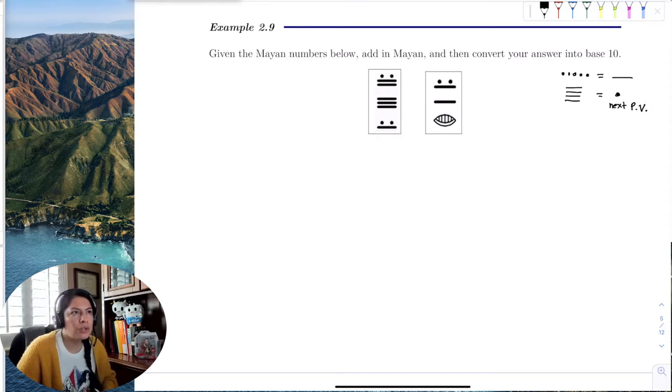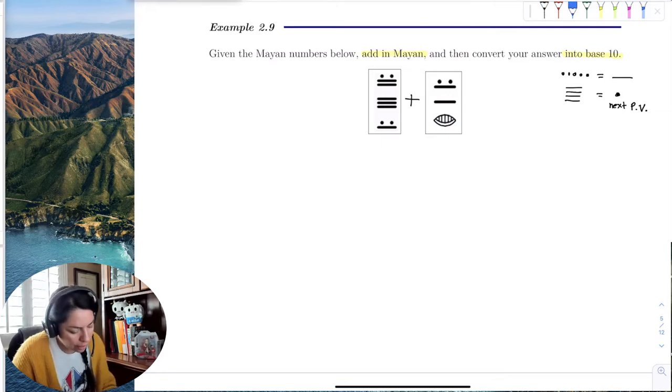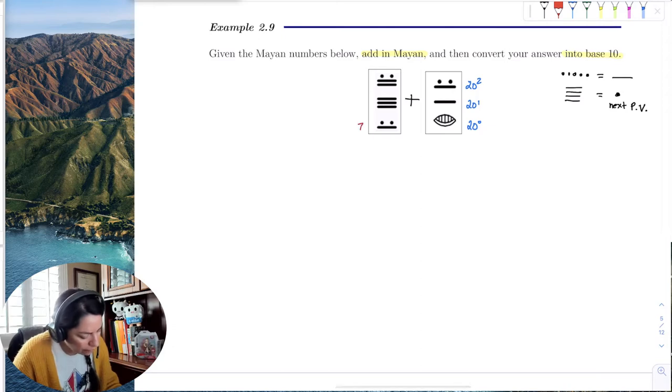So the first thing we want to do is add in Mayan. There are two things we need to do here. We need to add in Mayan first and then convert that answer into base 10. So we're going to add here, and don't forget we have the place values. We know the ones, the 20s, and the 400s place. The digits we can see in the first number will be 7, 15, and 12. The second number is 0, 5, and 7.